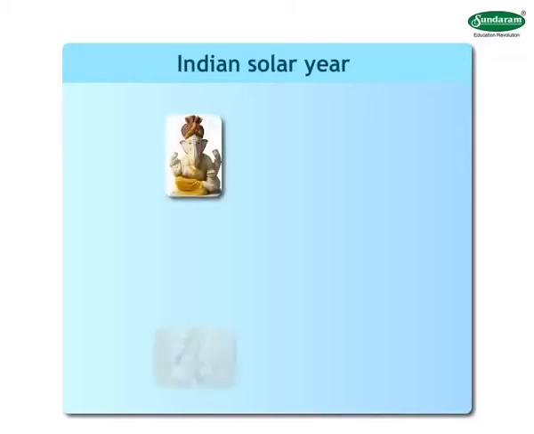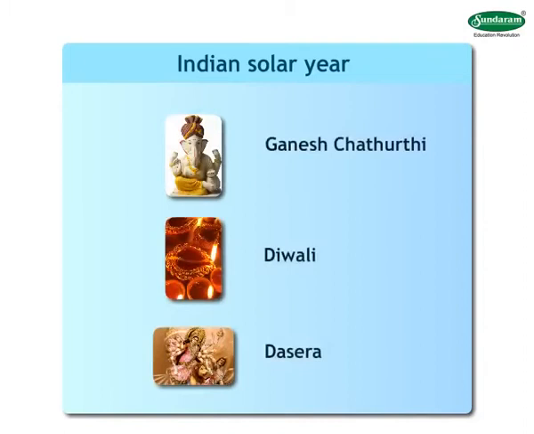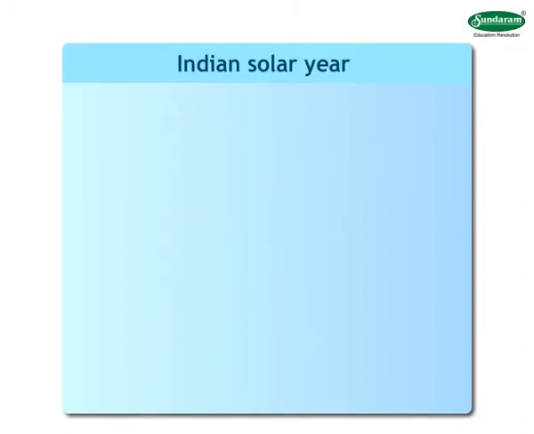We will now learn the month and dates in Indian solar year. By using Indian solar year, we come to know the dates of Ganesh Chaturthi, Dashera, Diwali, etc. As in Gregorian year, here too there are 12 months.